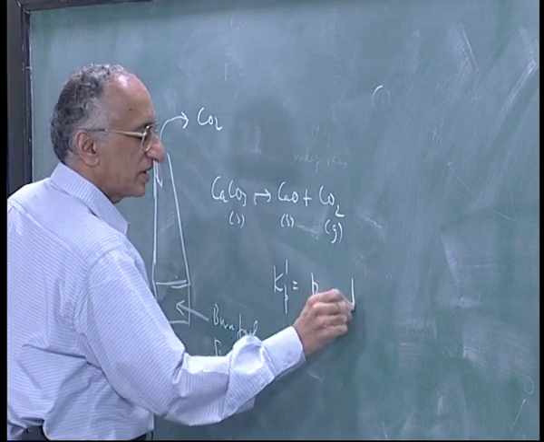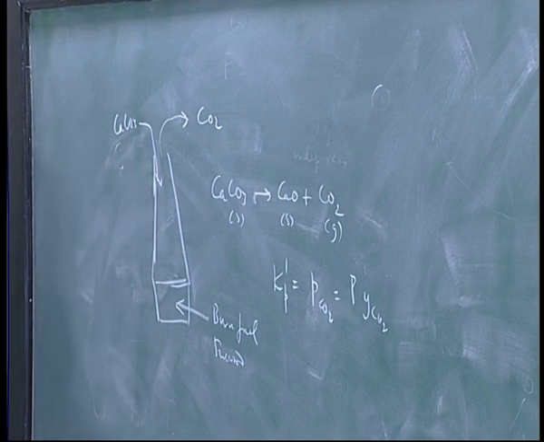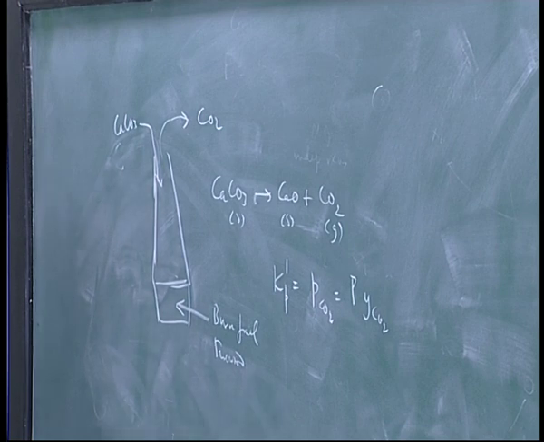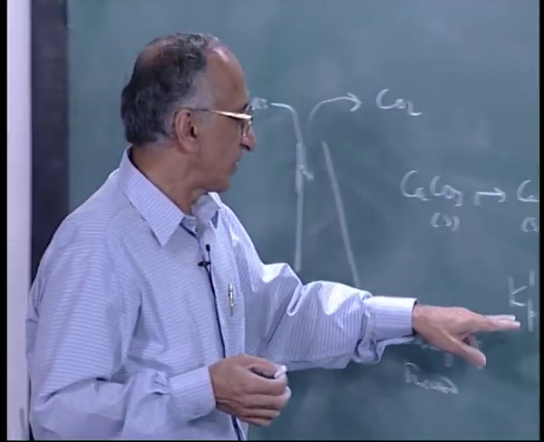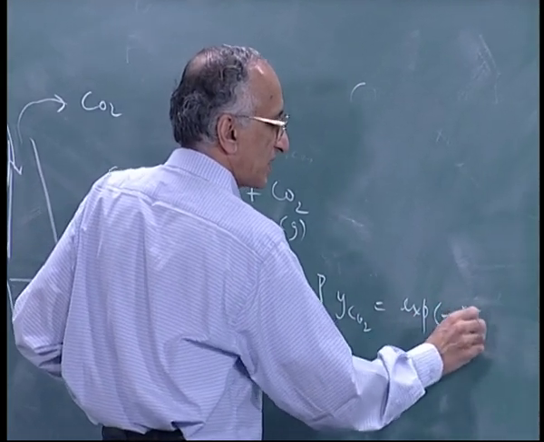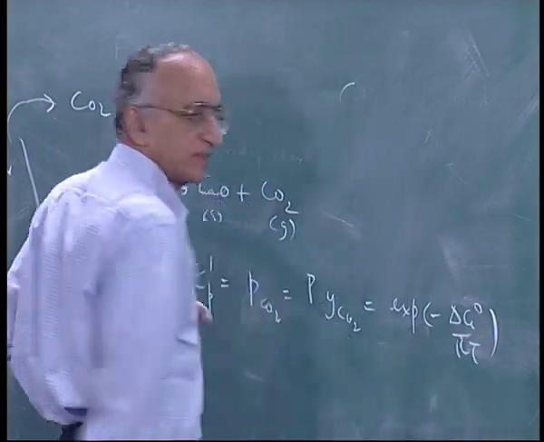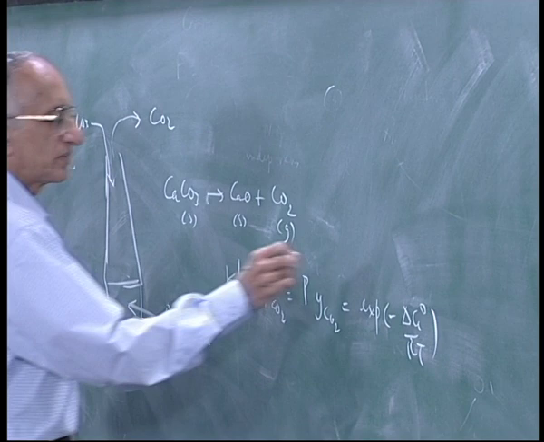Right, this is total pressure into YCO2. In the atmosphere, the mole fraction of carbon dioxide is typically 10 to the power minus 2, 10 to the power minus 3. So this is equal to, of course, exponential of minus delta G0 by RT. This part is thermo. Delta G0 is a function of temperature alone.